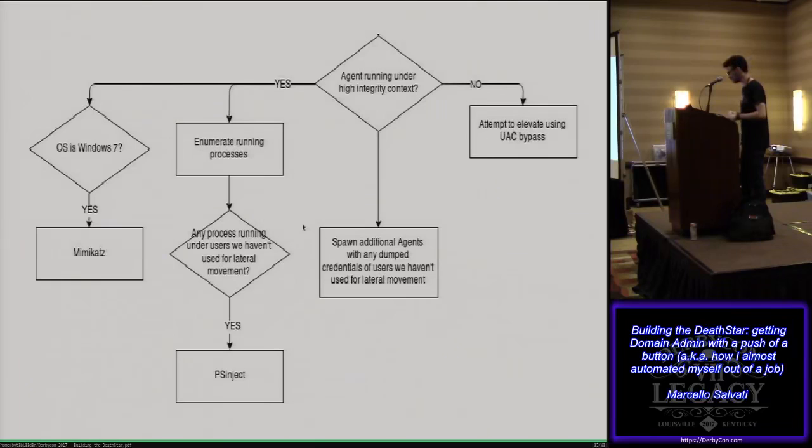If the operating system is Windows 10, we just run Mimikatz to see if there are any interesting credentials in memory. And then, since not all users are going to be logged into all machines, with any of the credentials that we get from Mimikatz, we spawn additional agents on some of the machines that we already compromised to use those credentials and again start moving laterally to see if we can compromise any additional machines. So what it is essentially trying to emulate is a worm.